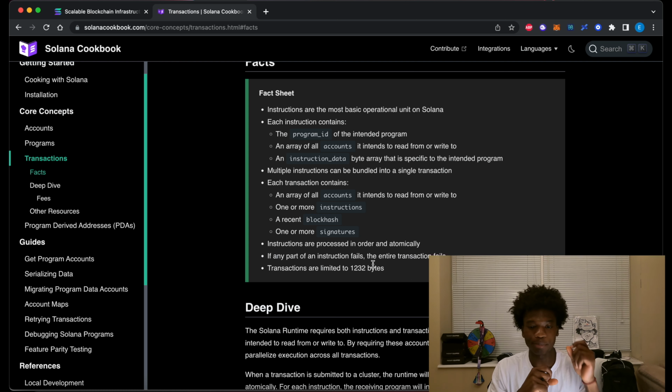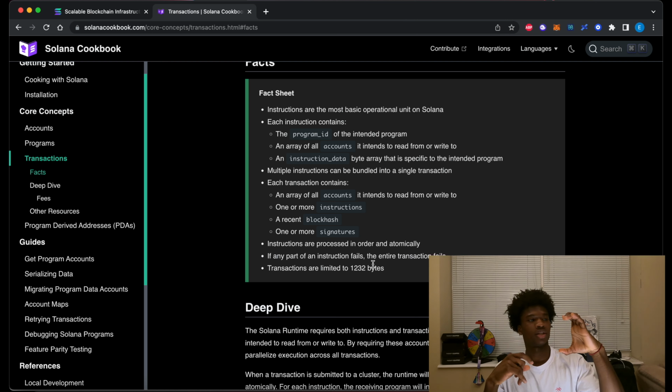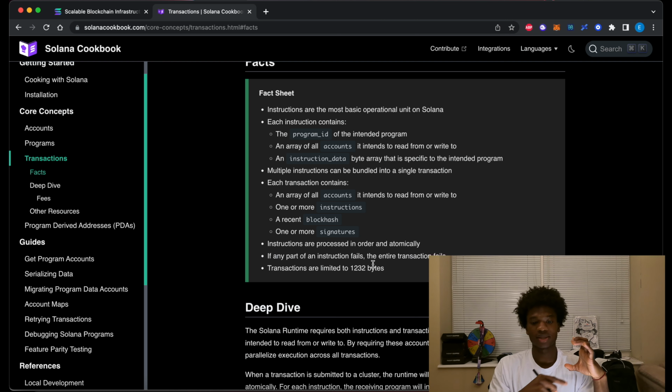Multiple instructions can be bundled into a single transaction. So you can think about it like one transaction can have multiple different instructions, and we want to do a certain amount of tasks in this one transaction. So in order for one thing to happen, we have to do all of these things at once. Each transaction contains an array of all accounts it intends to read from or write to.